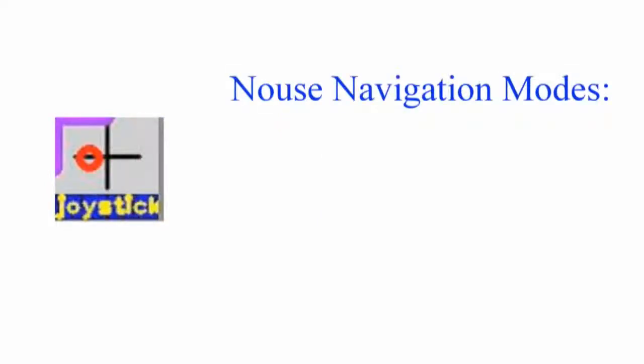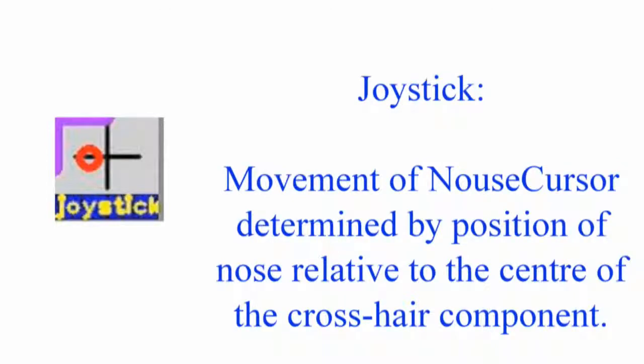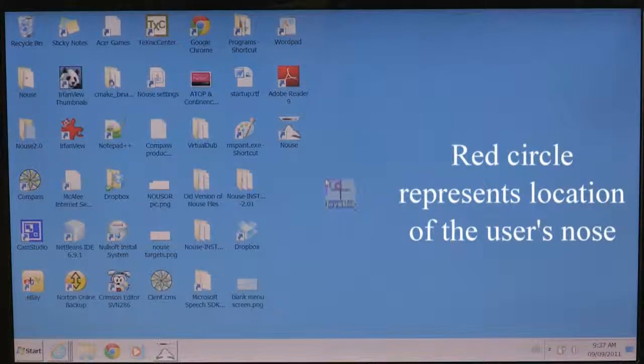There are 2 modes for navigating the computer mouse, joystick and direct modes. With joystick mode, the movement of the Nouse cursor is determined by the position of the nose relative to the center of the black crosshair component of the Nouse cursor. The location of the nose is represented by the red circle component of the Nouse cursor. When the user's nose, or red circle, is in the center of the crosshair, the Nouse cursor remains still.